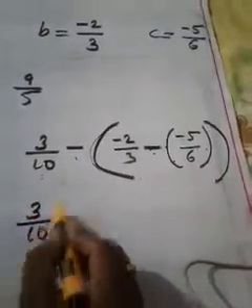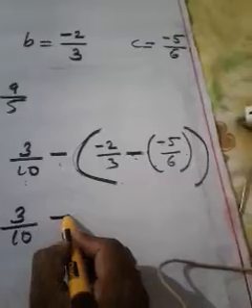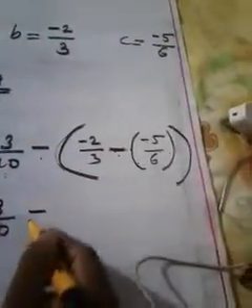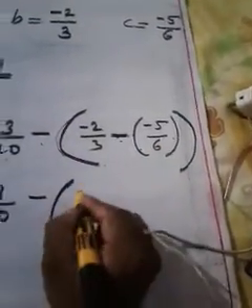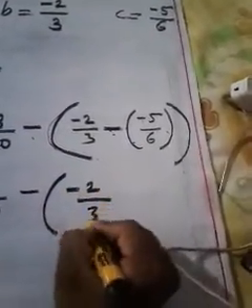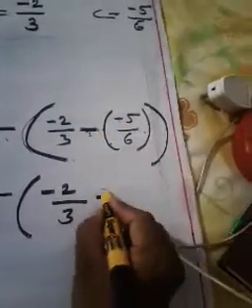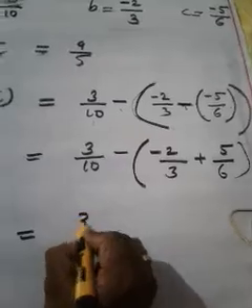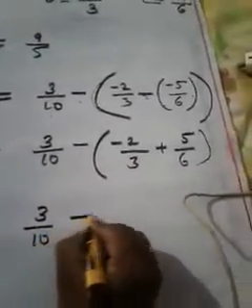Next is 3 by 10 minus. I told you, you have to give preference to the bracket. That's why I am writing this minus as it is, because I need to give preference here. Under the bracket, it becomes minus 2 by 3. Two minuses came together, so it becomes plus 5 by 6. Now you see it becomes 3 by 10 minus.